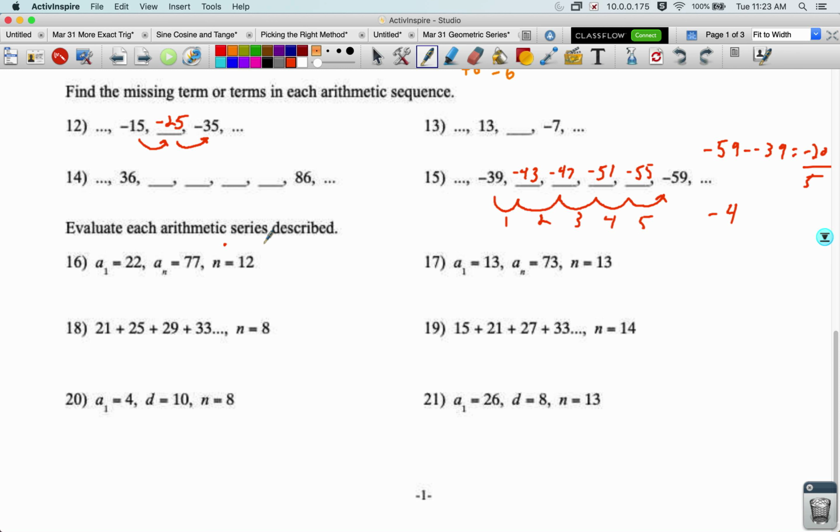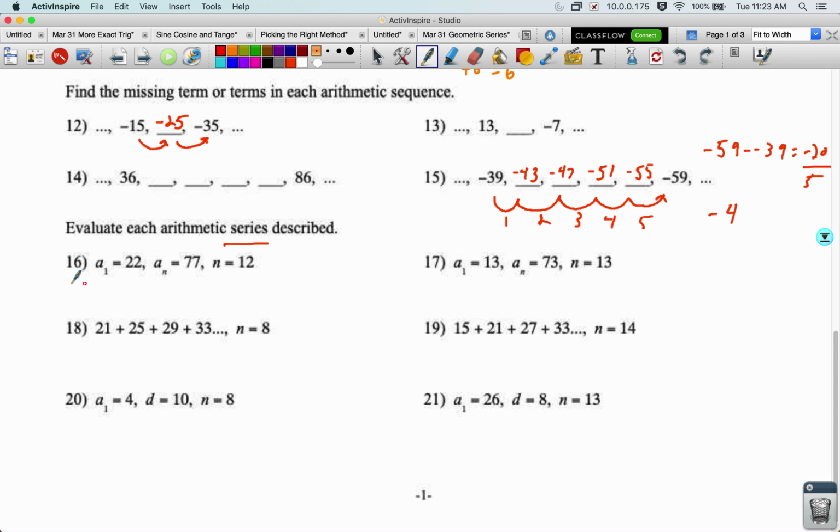Evaluate the series described. So hone in on that word series. That means we are taking a sum here. And it can be helpful if you want to start writing them out. Like this here, number 16 means 22. Well, actually, this one's kind of hard to write out because we don't know what the common difference is. But we'll see. We don't actually need that.